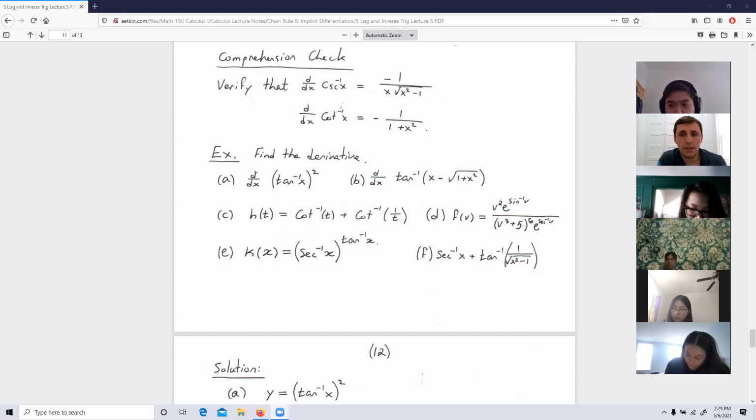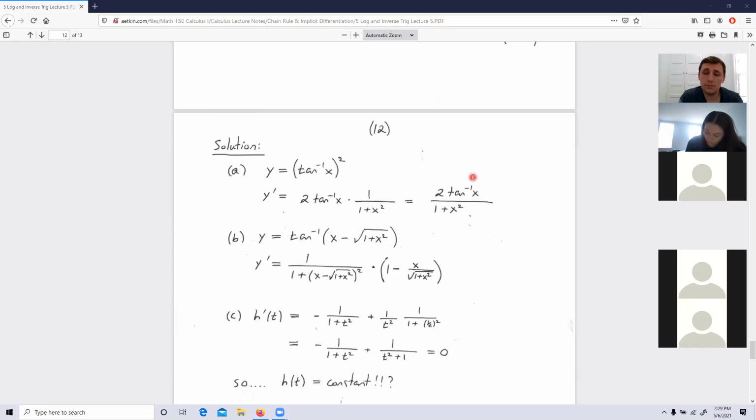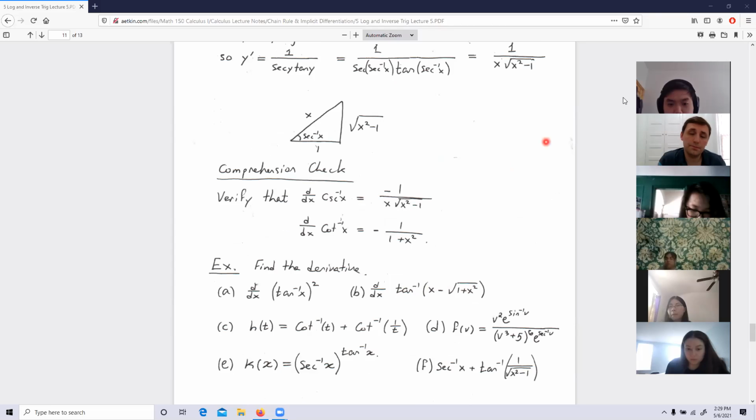Well, I did the chain, guys. It's a matter of practice. Solutions are here. Here it is. Of course, I did it with chain rule. It's the derivative of tangent inverse, then the derivative of what's inside. That involves chain rule. Number C.